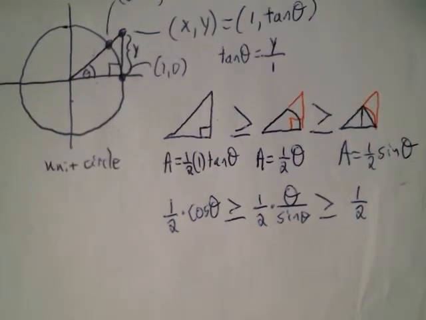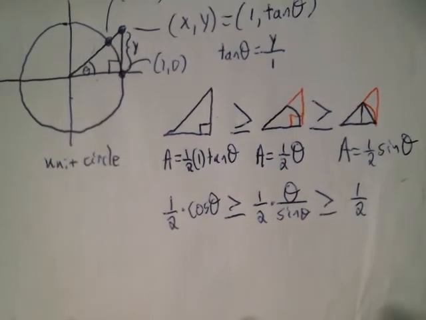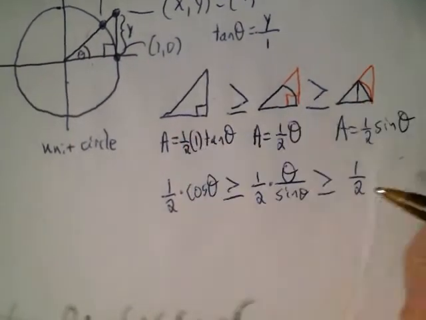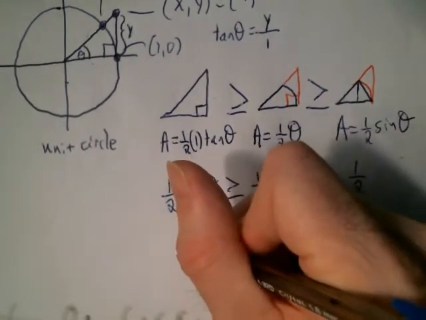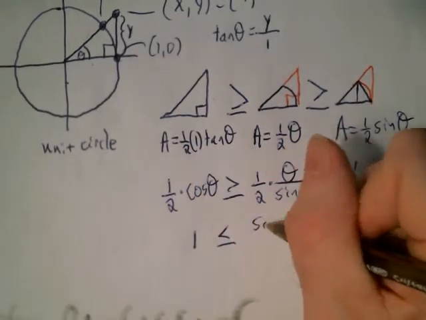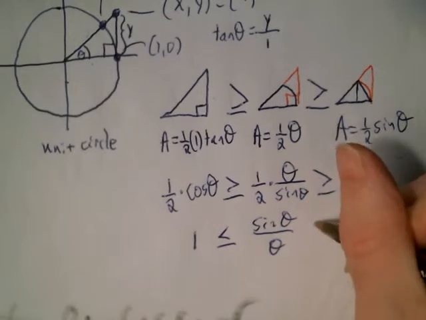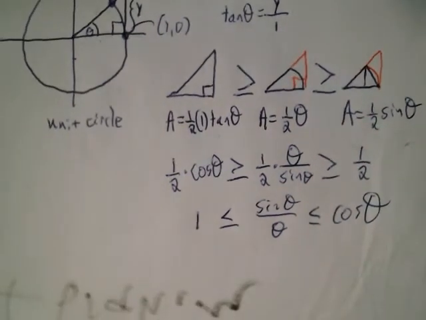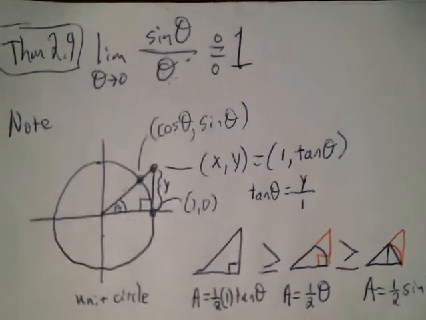Okay. Multiply through by 2 to get rid of the fractions, and then we're just going to take reciprocals through, and that will change the direction of the inequalities. So I'll end up with 1 less than or equal to sine of theta over theta, and that'll be less than or equal to cosine of theta. Okay, finally we got the expression from the limit we were after.